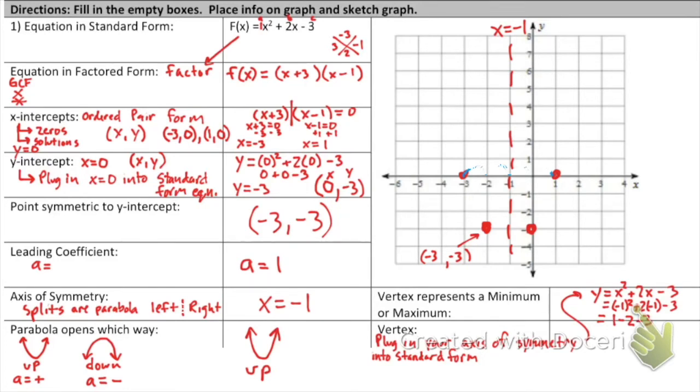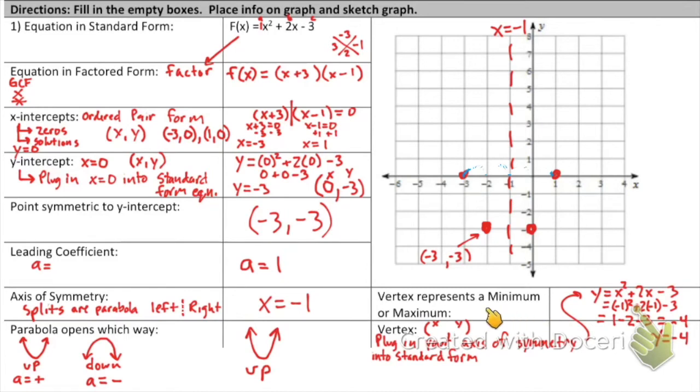And now let's do this math. What's 1 minus 2 minus 3? If we do this math correctly, that gives us negative 4. So in other words, y equals negative 4. Okay? So how do I write that in vertex form? In vertex form, we need our x value and we need our y value.